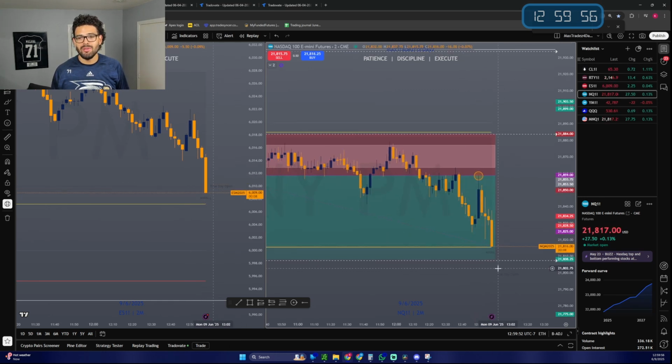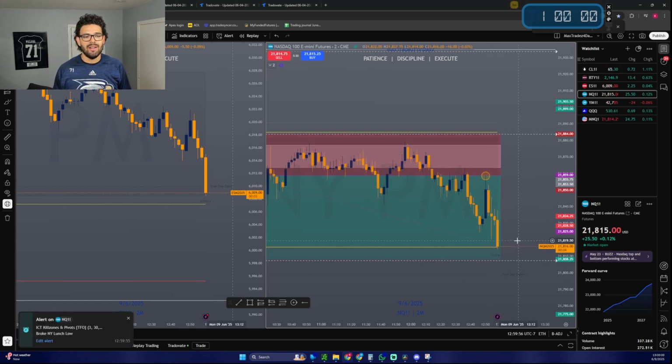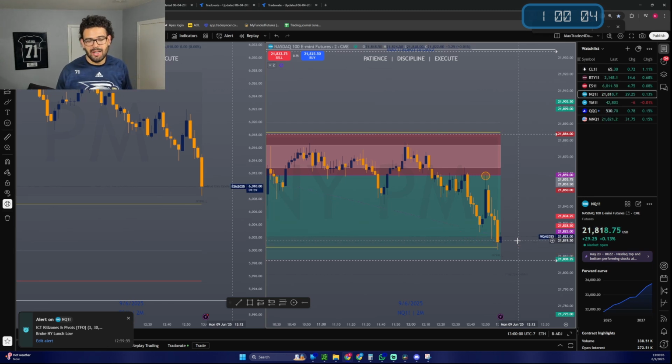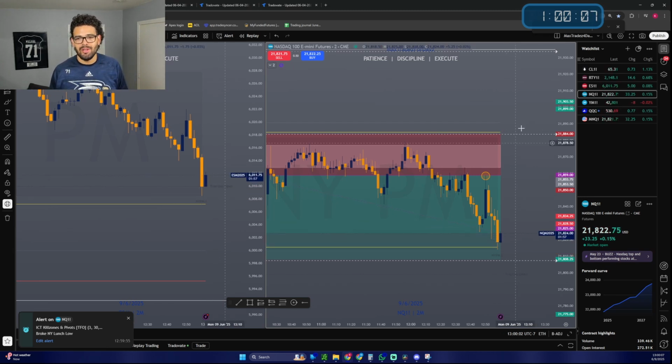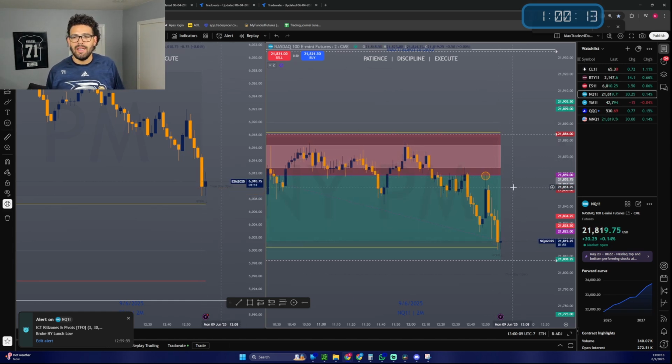Looks like it might even go all the way into my +2R target at the end of the day here, but it is what it is. It is unfortunate. I moved my stop loss to break even, decided to minimize risk because you never know, it could just continue higher once the news comes out. So we reduced risk, took it off, and that is what it is.